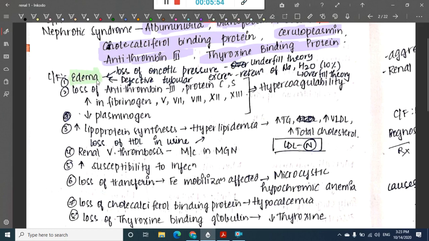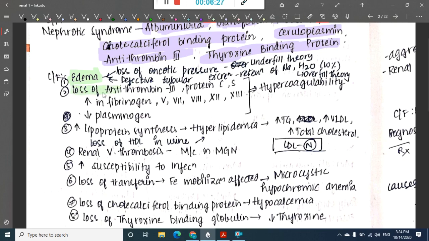Okay, why is there an edema? Because of loss of oncotic pressure, that is whenever the albumin is lost, so obviously there will be less proteins in the blood, so there will be loss of oncotic pressure and that will lead to edema. Or it can also be due to defective tubular excretion, that is the water and sodium are not able to be excreted properly, so as a result there will be retention of sodium and water, that is called the overfill theory of nephrotic syndrome.